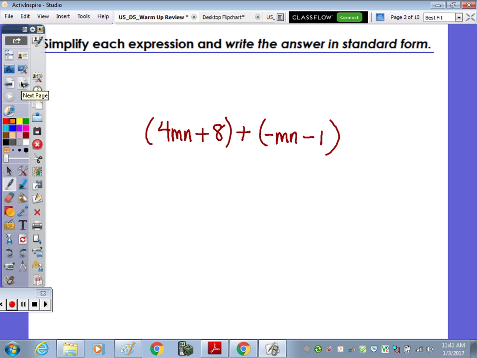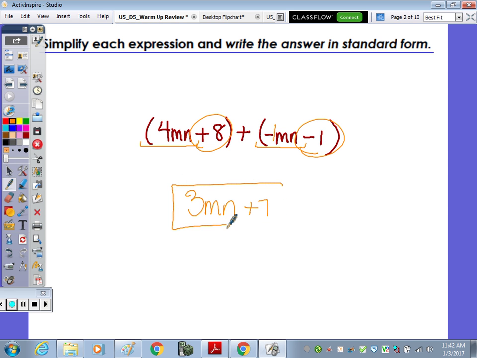Number 2. Simplify each expression and write the answer in standard form. So go ahead and take a minute to add those two binomials. The answer, combining like terms, a positive 4mn plus a negative 1mn would be 3mn. Combining your two constants or numbers, a positive 8 added to a negative 1 is a positive 7.